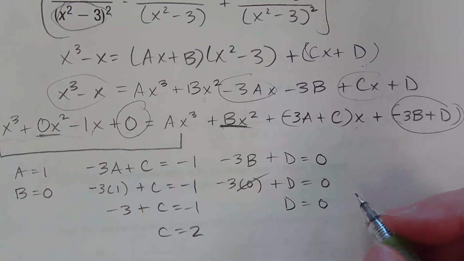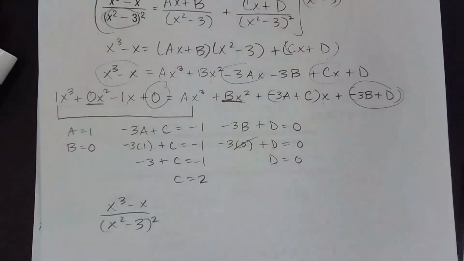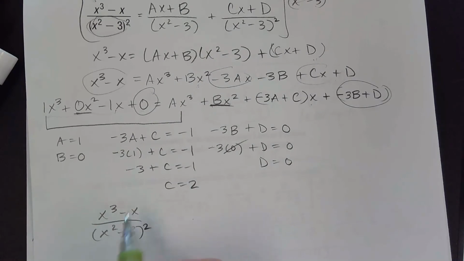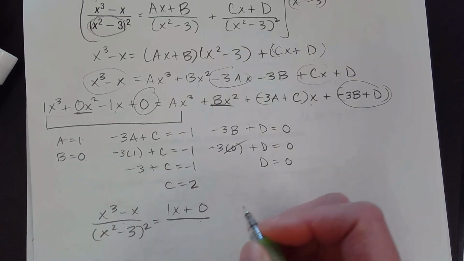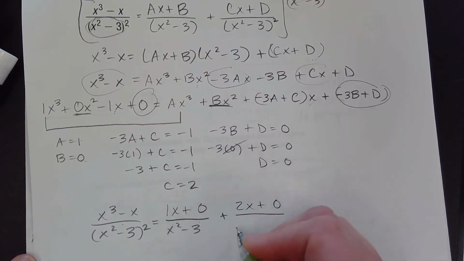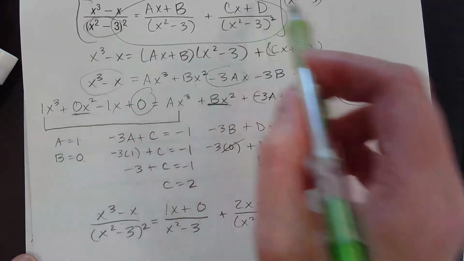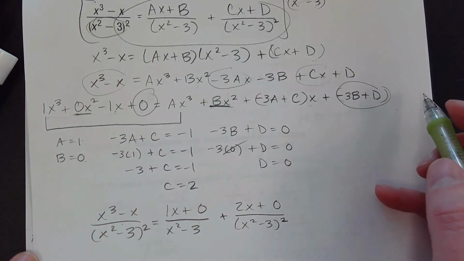So then I want to take these fractions, and I'm going to go ahead and decompose and kind of build up my numerators. So I'm going to move this out a little bit for the last step. So this is the fraction I'm trying to break down, and my first numerator is ax plus b. So a is 1 and b is 0. That's a 1x plus 0 over that x squared minus 3. And then I have a plus cx plus d, which would be 2x plus 0 over the x squared minus 3 squared. So I'm getting this from this right here. I'm just filling in numbers for a, b, c, and d.